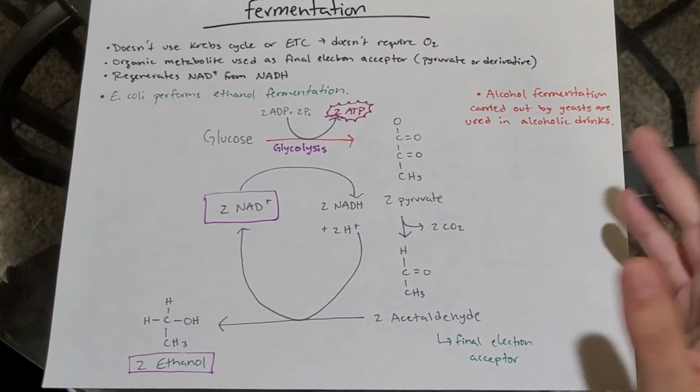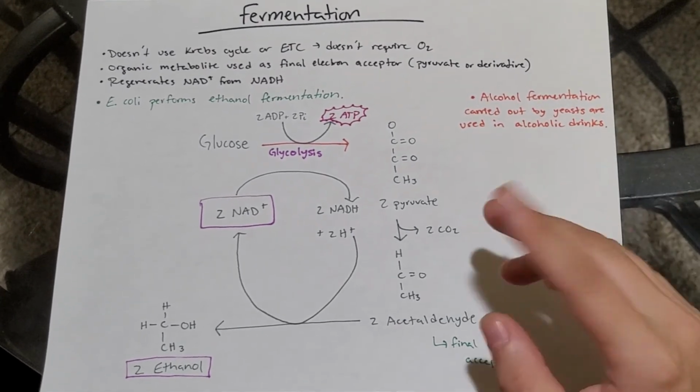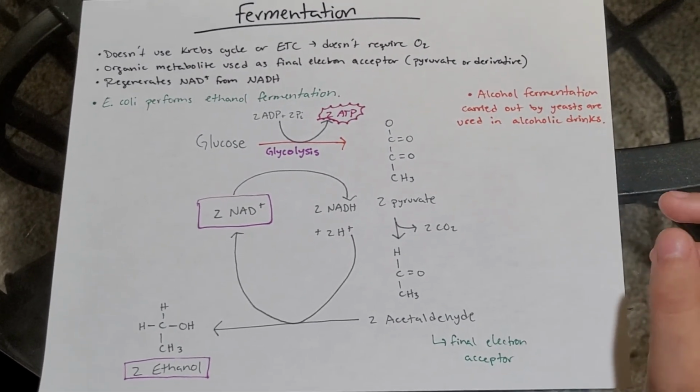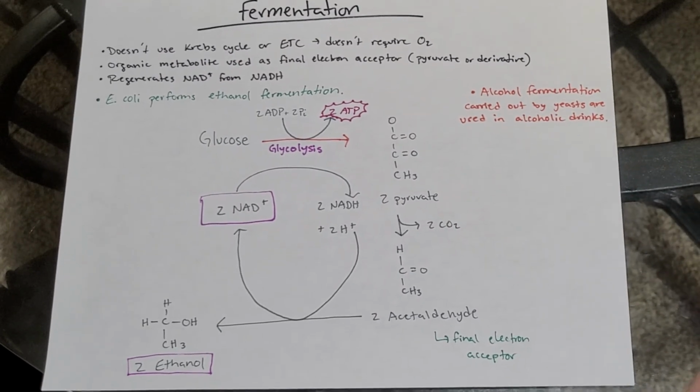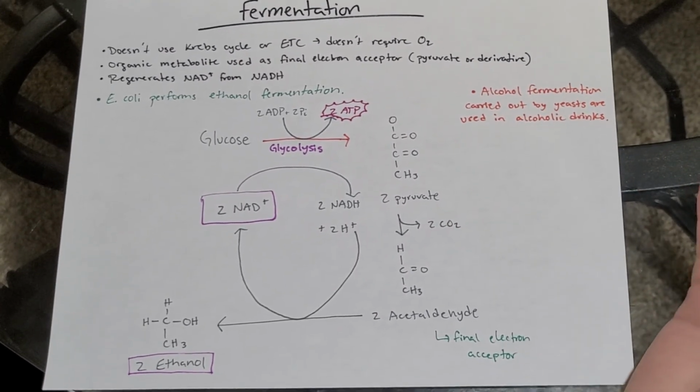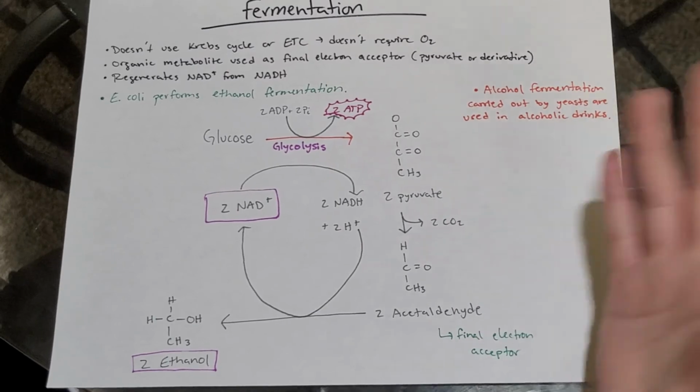E. coli specifically performs ethanol fermentation, and other organisms like yeast also do this and is used in alcoholic beverages. The metabolic versatility of E. coli is amazing, and thank you for listening.